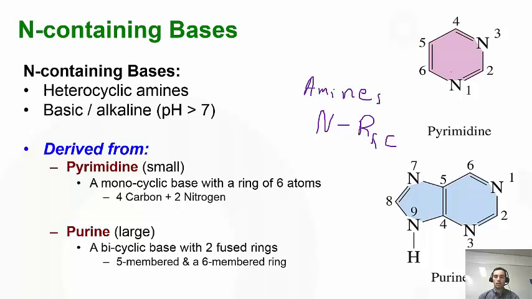So where are these amine groups? I'll put some circles around them. So we've got one here, and there's actually 4 down the bottom here. So plenty of amine groups within our pyrimidine and our purine.